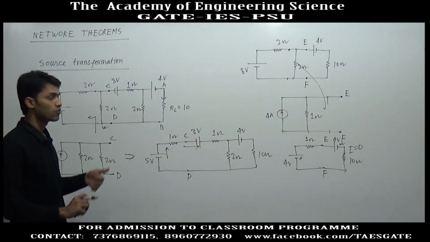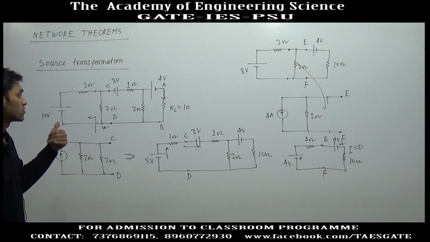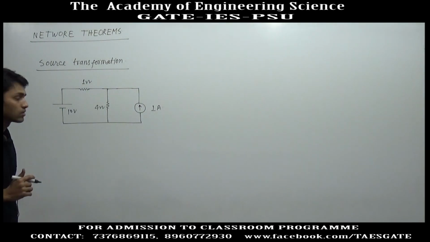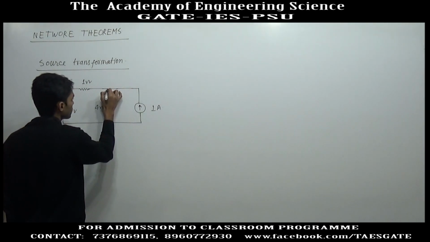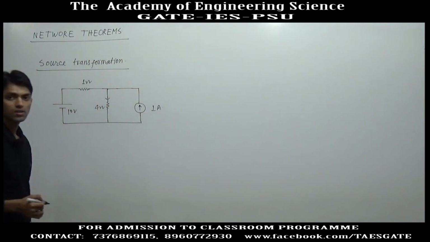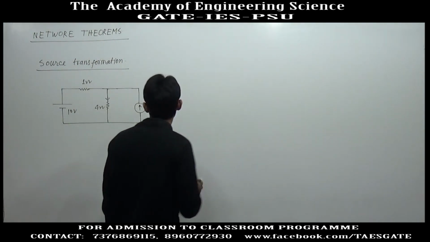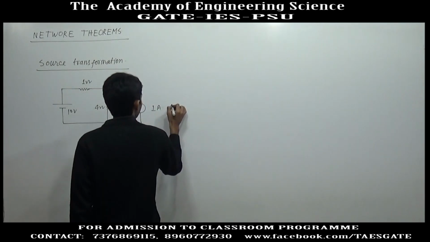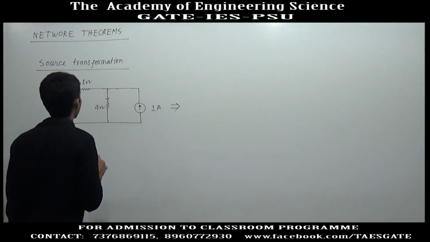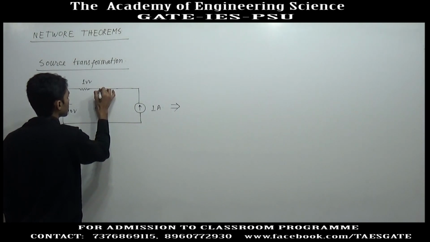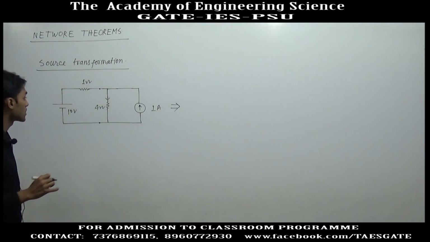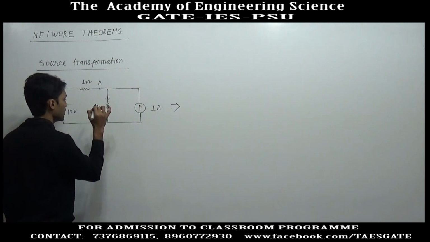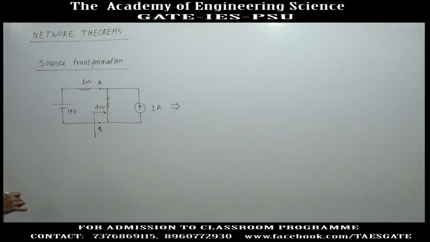Now I am going to discuss what can be mistaken while solving using source transformation. Suppose you are asked to find out the current in this 4 ohm resistance, and you are solving it with the help of source transformation. Suppose you are applying a source transformation to the right of points A and B.